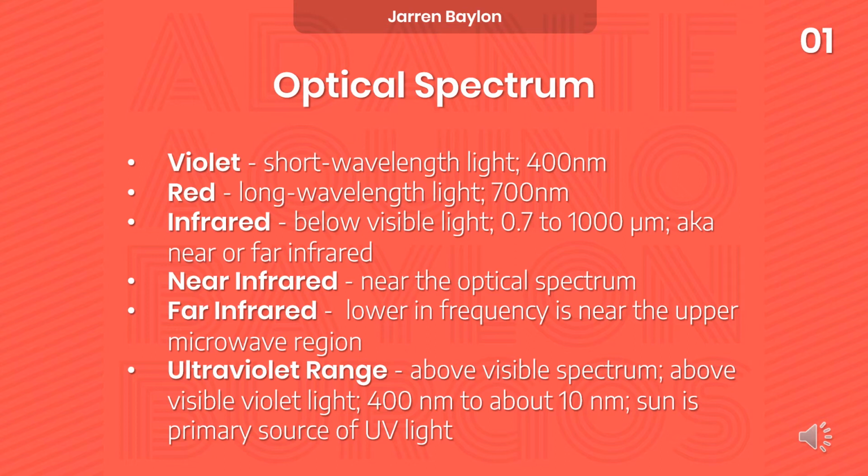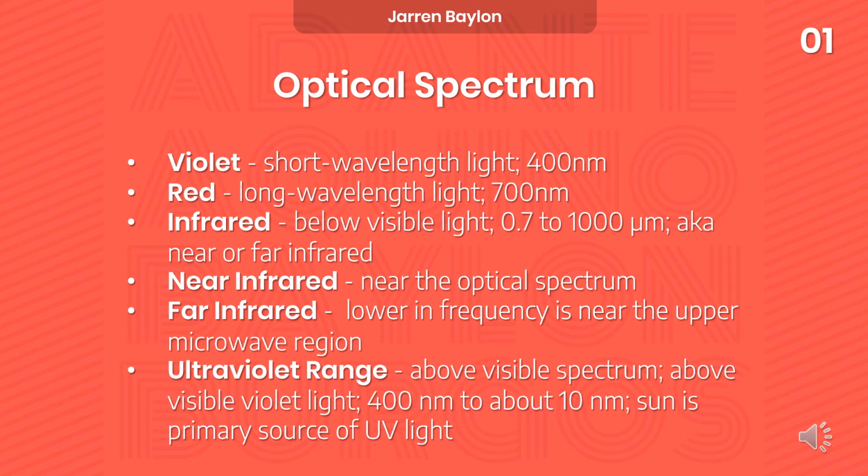So first is violet, which is the short wavelength light and is approximately 400 nanometers. Next is red, which is a long wavelength light, approximately 700 nanometers. Followed by red is the infrared, which is below visible light and is approximately 0.7 to 1000 micrometers. This can be divided into the near or far infrared.